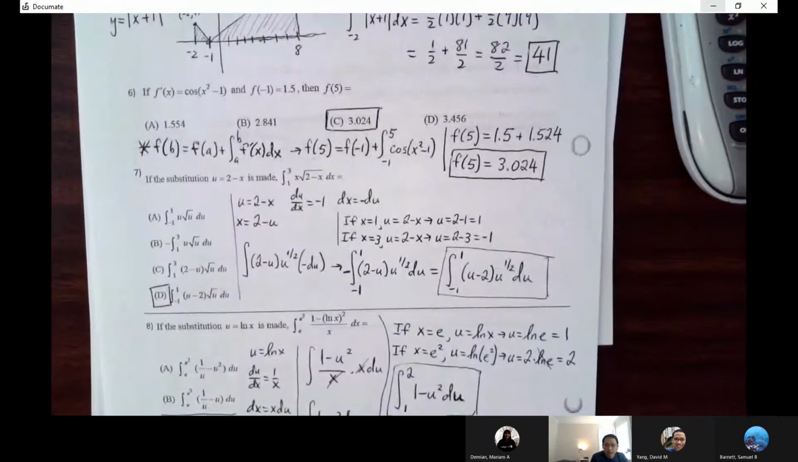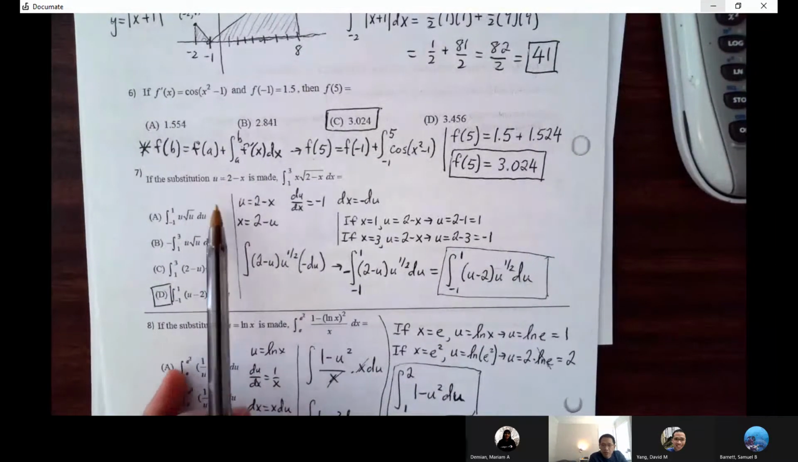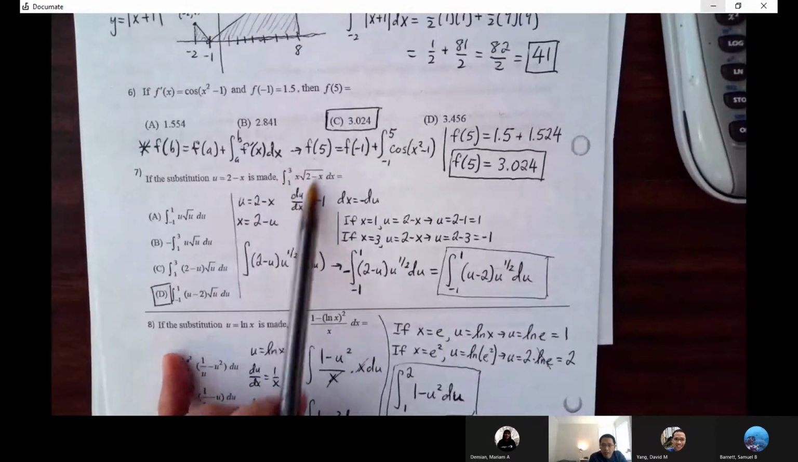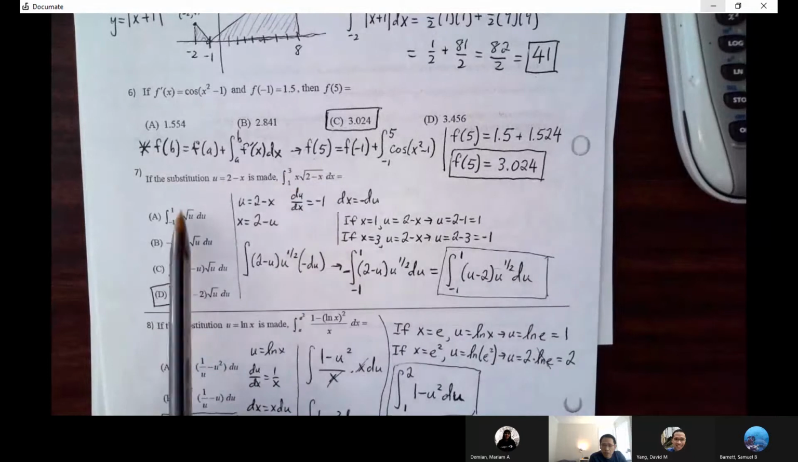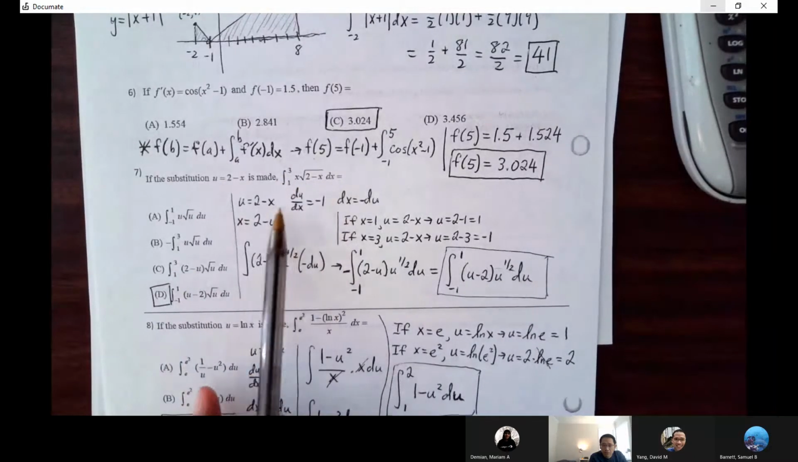All right, let me go over number 7. They're telling us to use substitution. So we're going to go through u-substitution, convert the bounds, and see what our result is going to look like based on the answer choices.